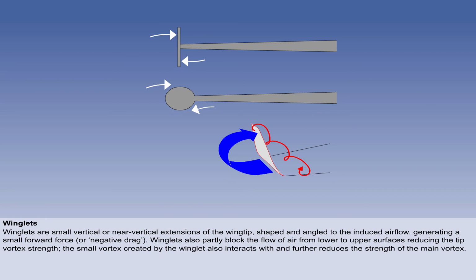Probably the most widely seen method of controlling wingtip vortices is the winglet, which is now incorporated into many categories of aircraft, large and small. Small vertical or near vertical extensions of the wingtip are shaped and angled to the induced airflow, generating a small forward force, or negative drag. Winglets also partly block the flow of air from lower to upper surfaces, reducing the tip vortex strength. The small vortex created by the winglet also interacts with and further reduces the strength of the main vortex.